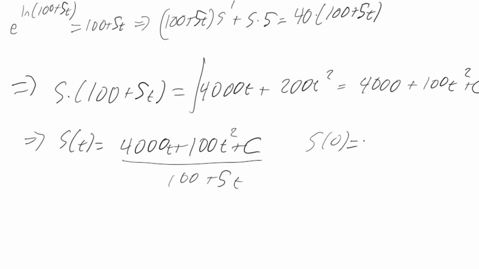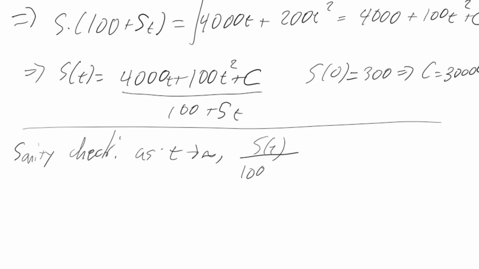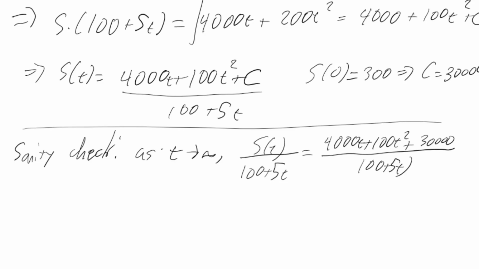In this case, S of t, we have an expression for it. It's 4000t plus 100t squared plus some constant, which turns out to be 30,000, all over 100 plus 5t. If we take S of t and divide it by 100 plus 5t, that'll give us the concentration of the solution, and this should go towards the concentration of the incoming water. So if you take the limit as t goes to infinity, it checks out and you get exactly 4 grams per liter.